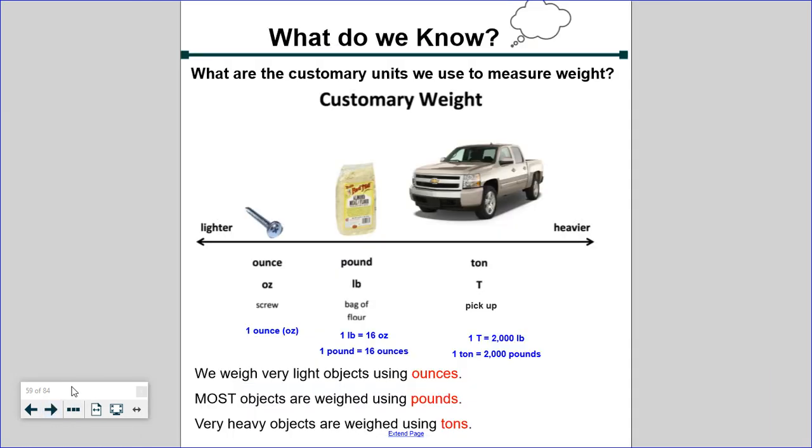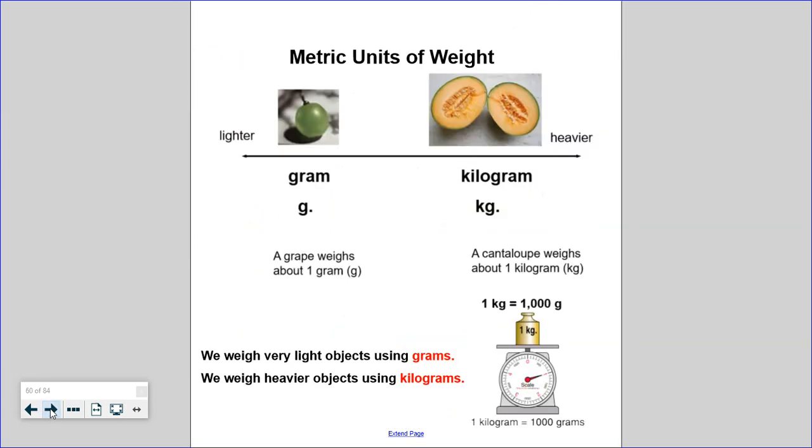So let's review what we learned yesterday real quick. The customary units that we use to measure weight are ounces, pounds, and tons. And we learned that we weigh very light objects using ounces. We weigh most objects using pounds, and we weigh very heavy objects using tons.